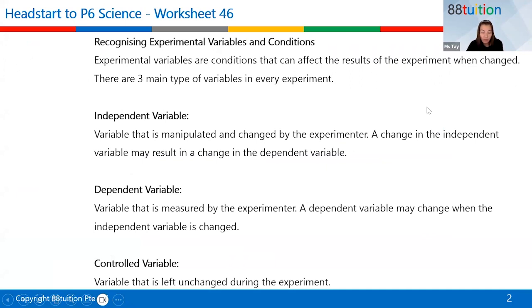Now, recognizing experimental variables and conditions. So we covered this already last lesson. The independent variable is manipulated and changed by the experimenter. For example, I'm the one carrying out the experiment. I want to explore whether the amount of light affects the rate of photosynthesis in a plant. So the variable that I change is the amount of light.